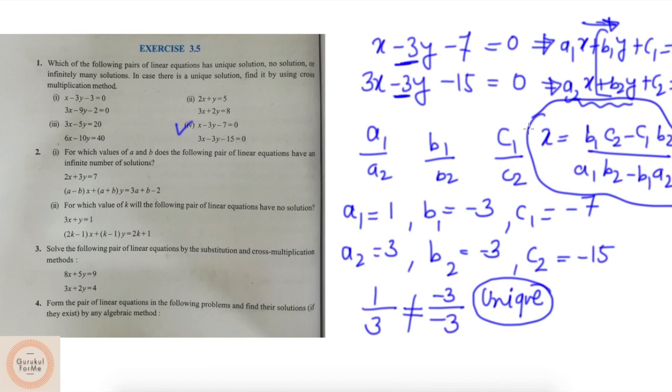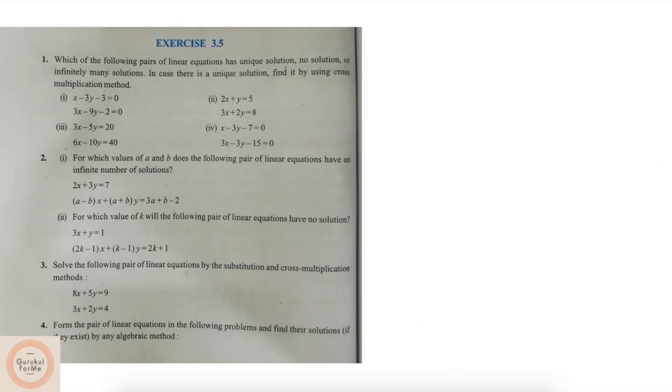So I will not get into finding the answer for x, but you got to know when you can have a unique solution, no solution, or an infinite solution. Let's look at question number 2.1. It says: for which values of a and b does the following equation have an infinite number of solutions? What did we just see now?